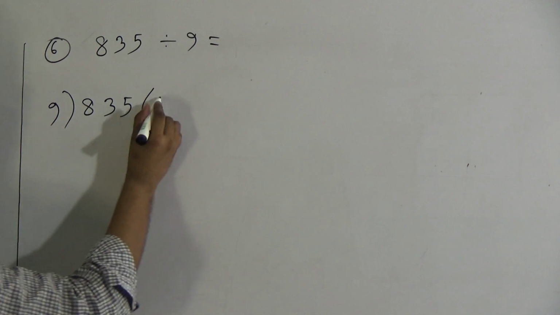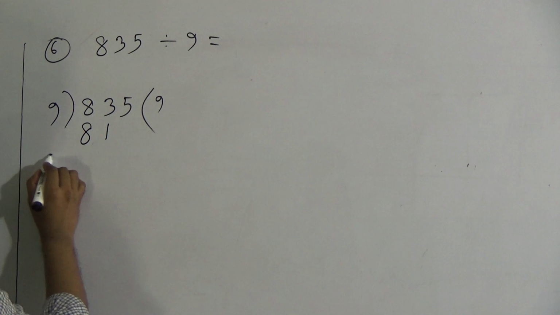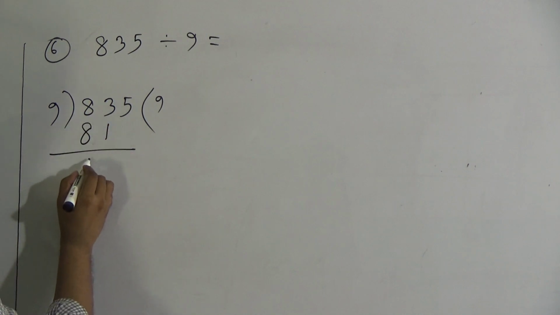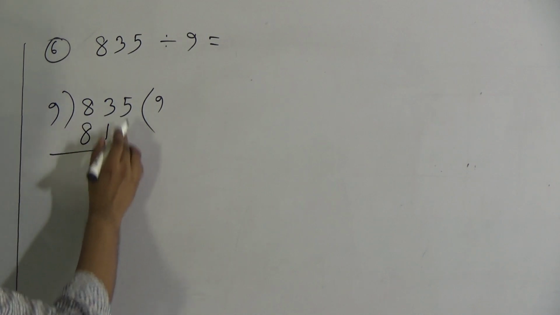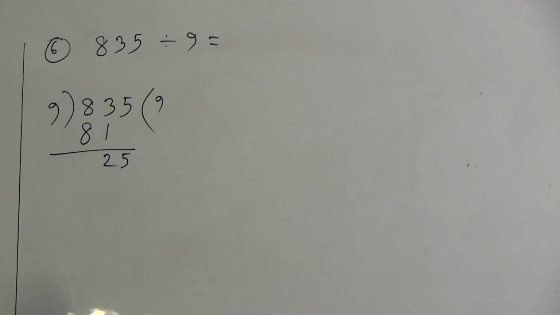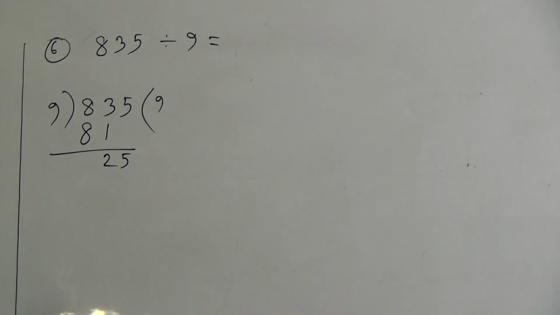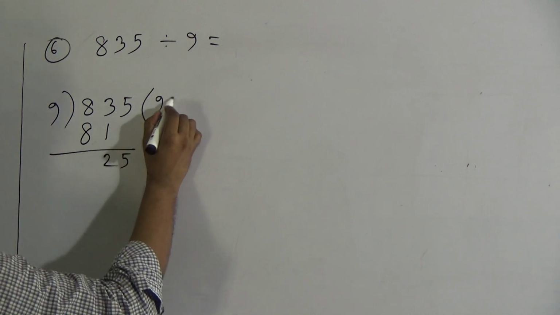So we can give 9 times. 9 9s are 81. We will write 81 under 83. After subtracting, we will get 2 here. We will write this 5 beside 2, then it will be 25. Now in 25, how many times can we give 9? 9 2s are 18 and 9 3s are 27, which is greater than 25. So we cannot give 3 times, we can give 2 times.